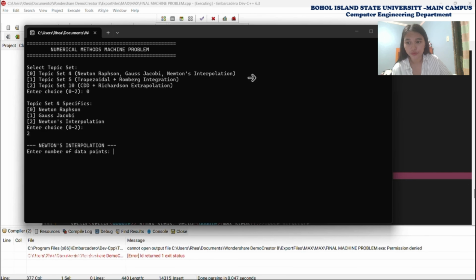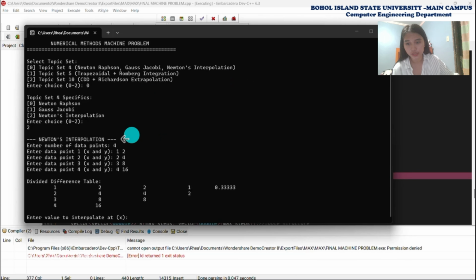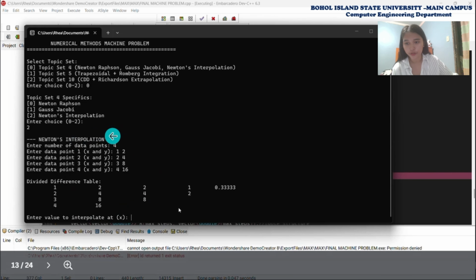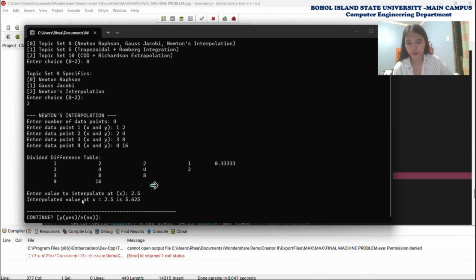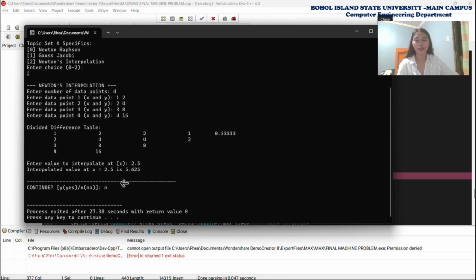Type 0 and type 2 for the Newton's interpolation. So we need to input the number of data points. So you can see here, the 4 data. So you can see here, this is the divided difference table. And we need to put the value of the interpolated x. So the interpolated value at x equals 2.5 is 5.625.